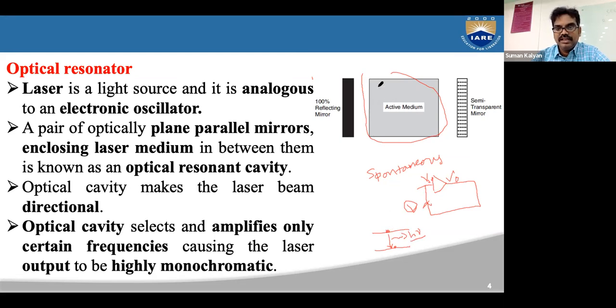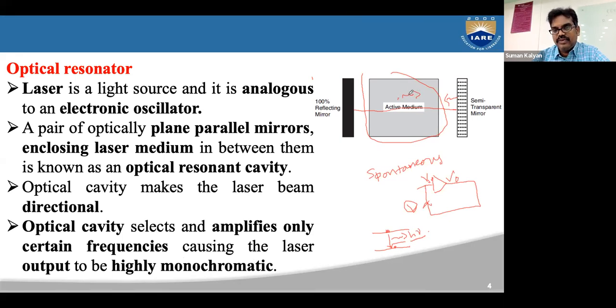These photons will be in different directions. They'll have different phases, different directions, and different frequencies. But the photons which are parallel to the optical axis between these two mirrors will be reflected back and forth. So the optical cavity selects and amplifies only certain frequencies, causing the laser output to be highly monochromatic.